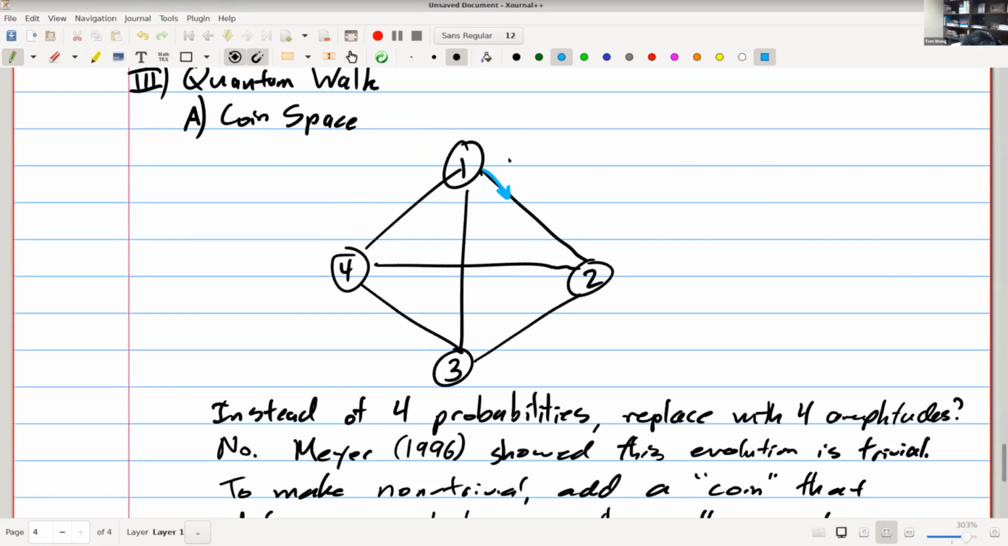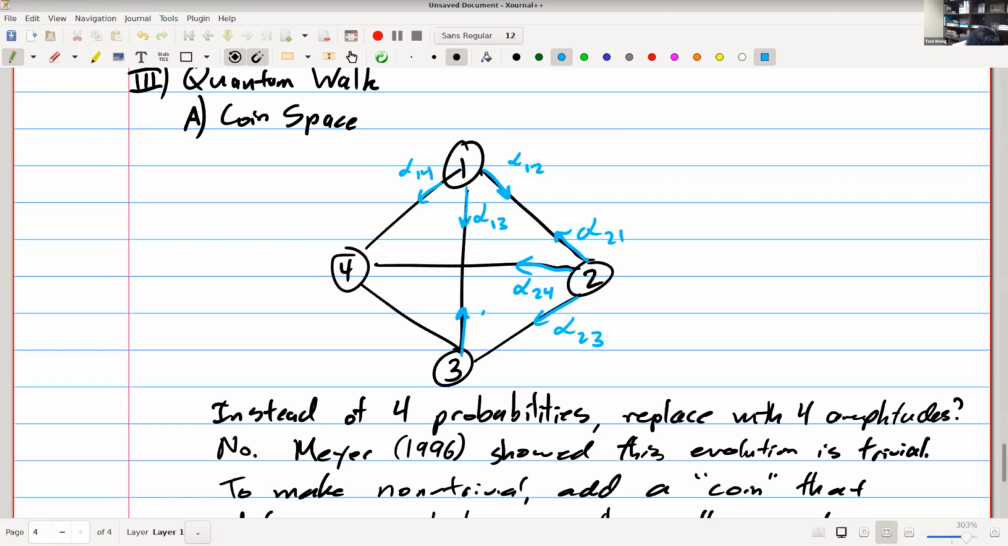So we'll call this amplitude alpha 1, 2: the amplitude of being at vertex 1 and pointing to vertex 2. We have some amplitude of being at vertex 1 and pointing at vertex 3, and some amplitude of being at vertex 1 and pointing to vertex 4. At vertex 2, again, you have some amplitude of being at vertex 2 and pointing to vertex 1, some amplitude of being at 2 and pointing to 3, and some amplitude of being at vertex 2 and pointing to 4.